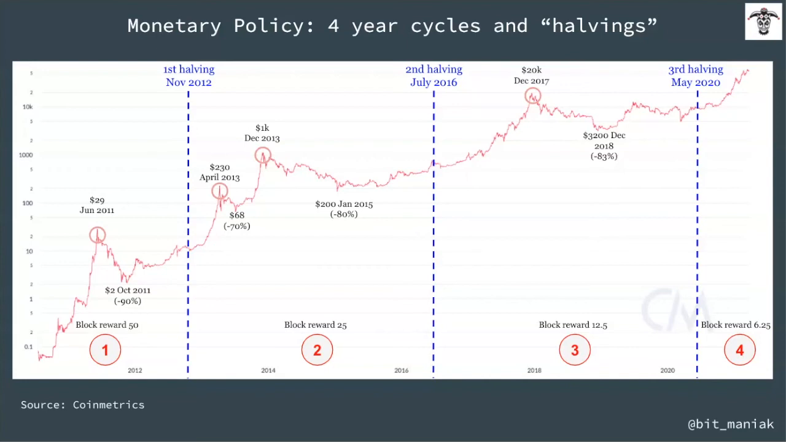Now, if the booms are powerful, the busts are also of extreme magnitude. As you can see on the graph, we had a minus 90%, a minus 70%, a minus 80%, and a minus 83%. Just imagine that feeling of having 80% of your portfolio evaporate. It's brutal.